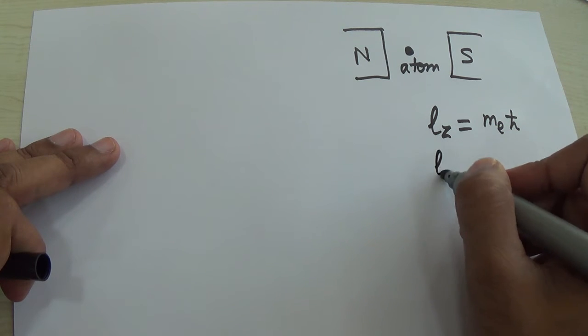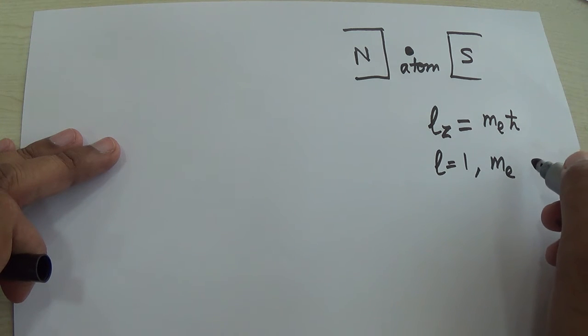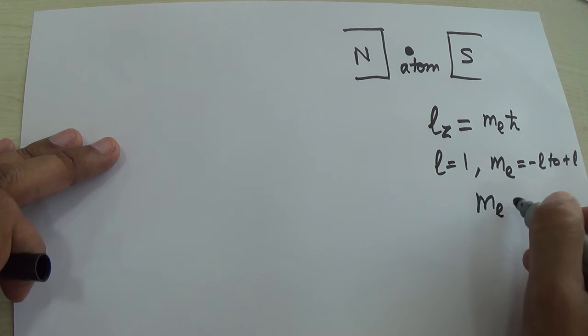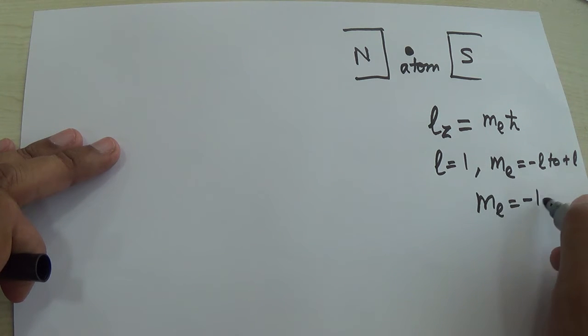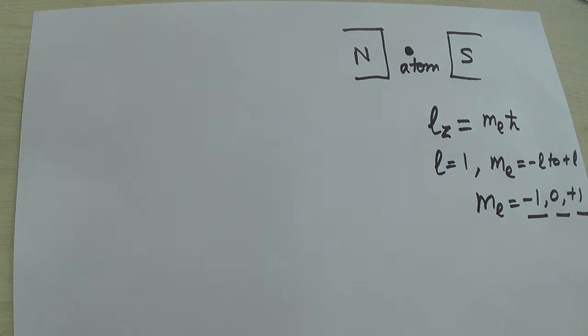So for a given value of L equal to 1, ml varies from minus L to plus L. So minus L to plus L means for L equal to 1, ml will have minus 1, 0 and plus 1. So these three are basically quantized orientations.